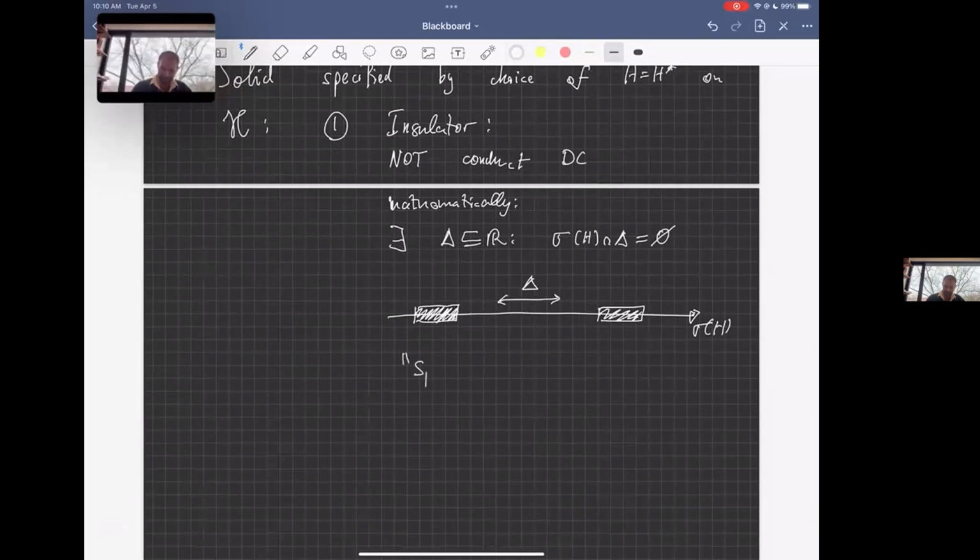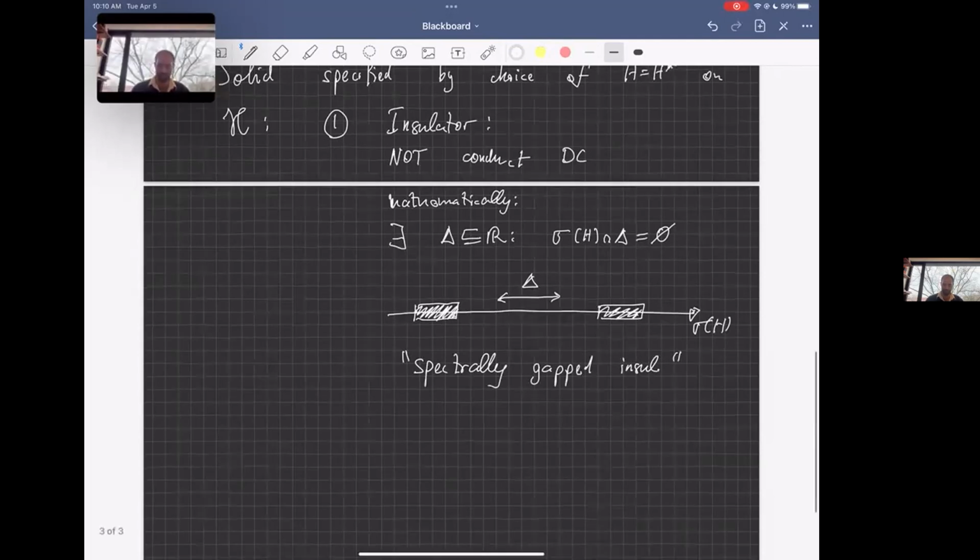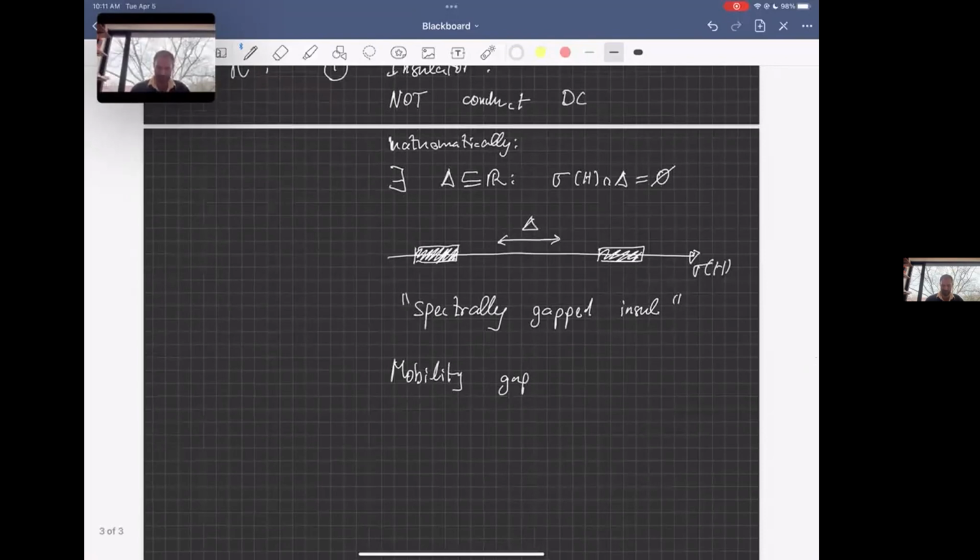This is what's called a spectral gap, or a spectrally gapped insulator. There are also more generalized ways to define this notion. They go under the name of a mobility gap. There are some people in the audience who are experts in that. But for now, let me just remain vague and say that the spectral gap condition is the convenient one, but not the most interesting one.